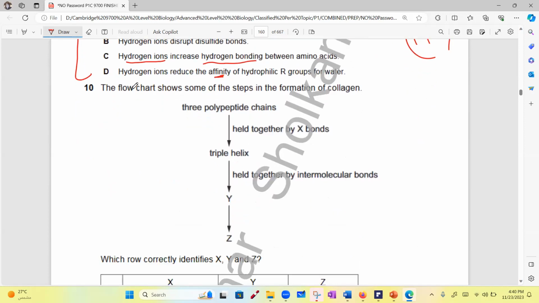Okay, very good. 10. The flow chart shows some of the steps in the formation of collagen. I think we studied collagen so many times. We have 3 polypeptide chains held together by X bonds. Without moving on, what is X? These 3 polypeptide chains, what holds them together?